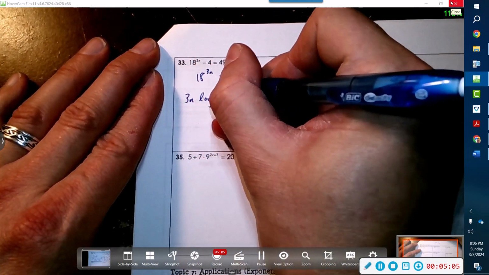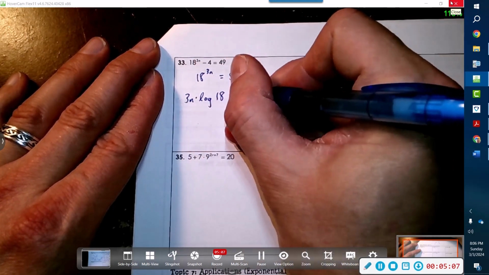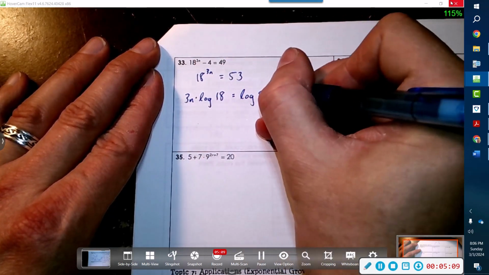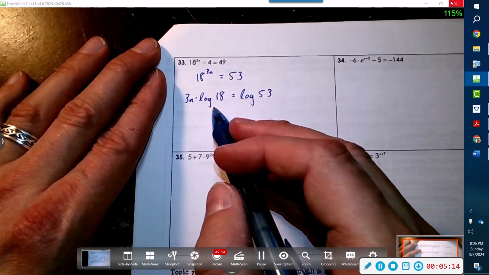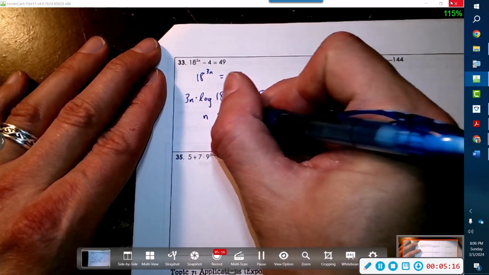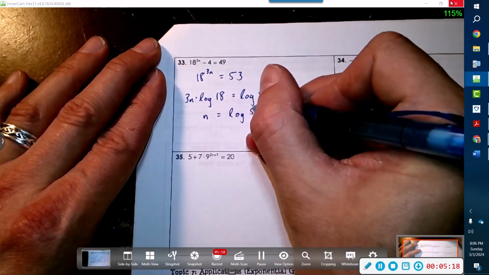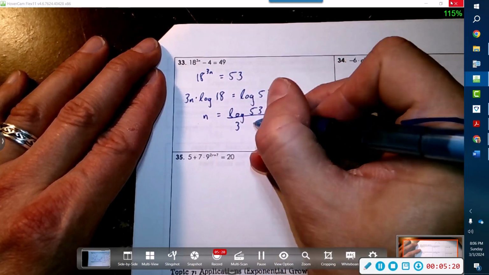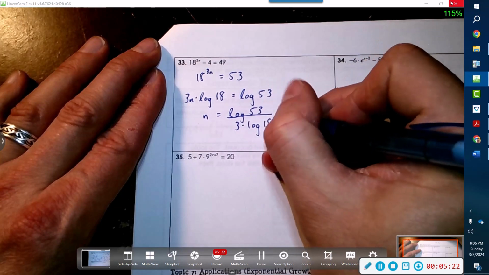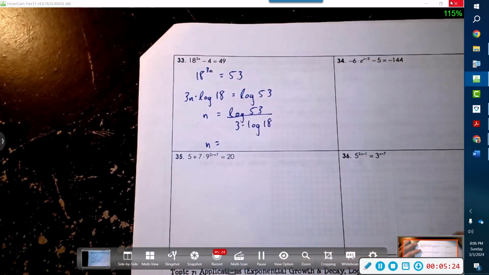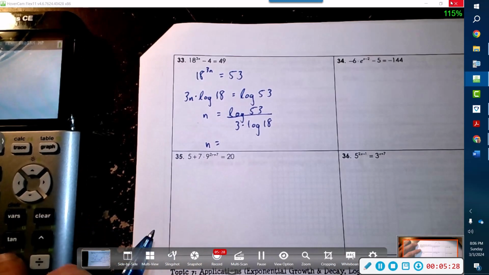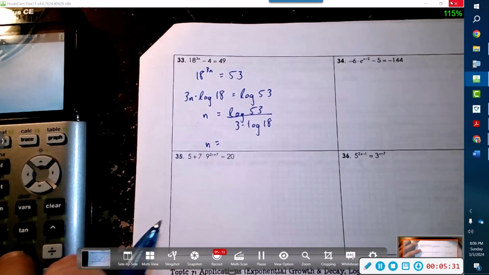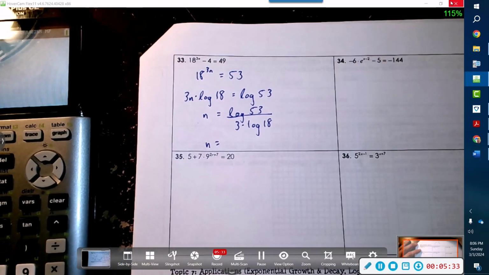And it can just be log base 10. That's all you need to do. Your calculator is going to come in handy here. We're going to divide everything by 3 and by the log of 18. So you can just do two things in one step. Divide by the 3 as well. Okay. And then whatever that number is, that is your answer. Okay, so we got the log of 53 divided by parentheses 3 times the log 18.